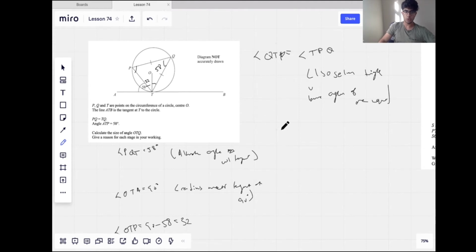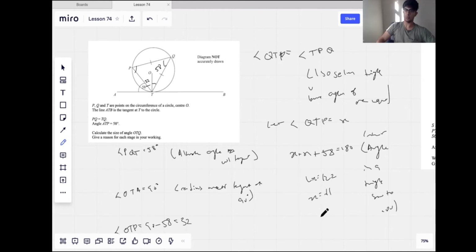If we know that, then we can say let angle QTP equal x, for example, and we have x plus x plus 58 equals 180, because interior angles in a triangle sum to 180 degrees. And if we have that, then we have 2x is equal to 180 minus 58, which is 122. So x is equal to 61. Is that it? Yeah, 61. If x is equal to 61, then we can say angle QTP is equal to 61. That's because that's what x is.